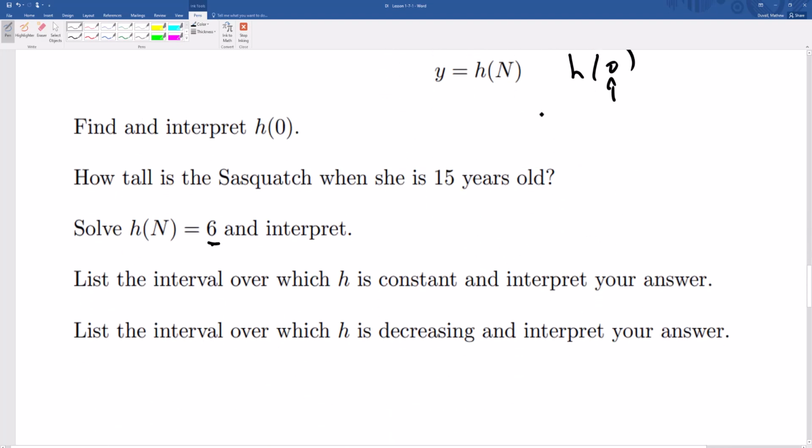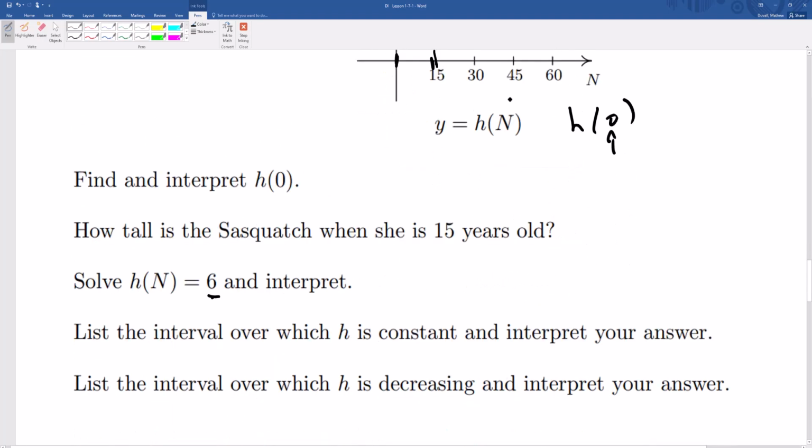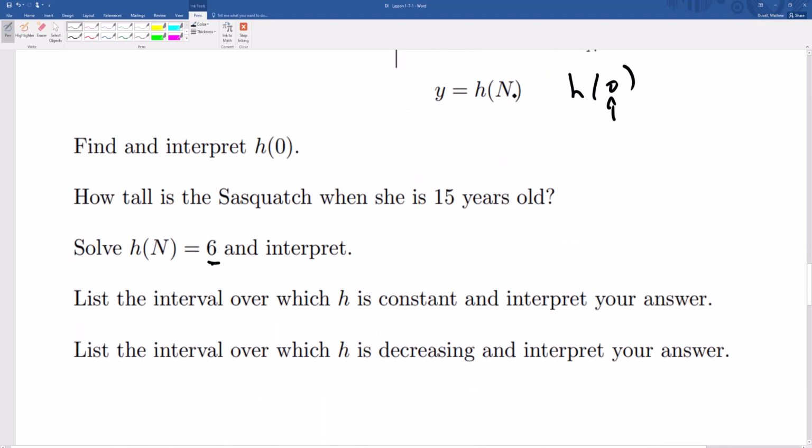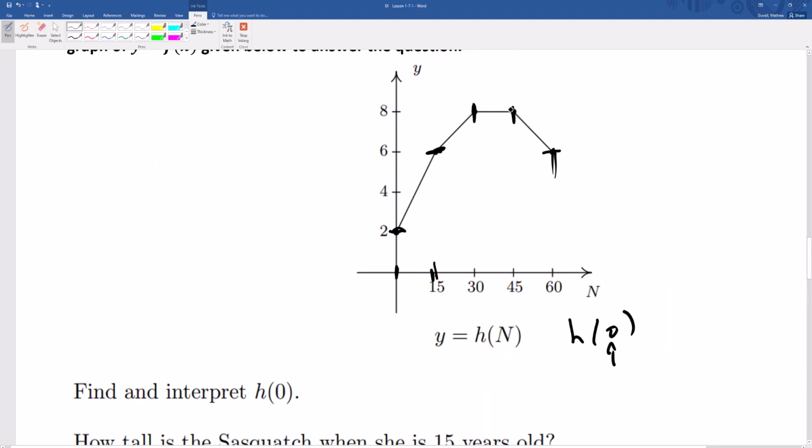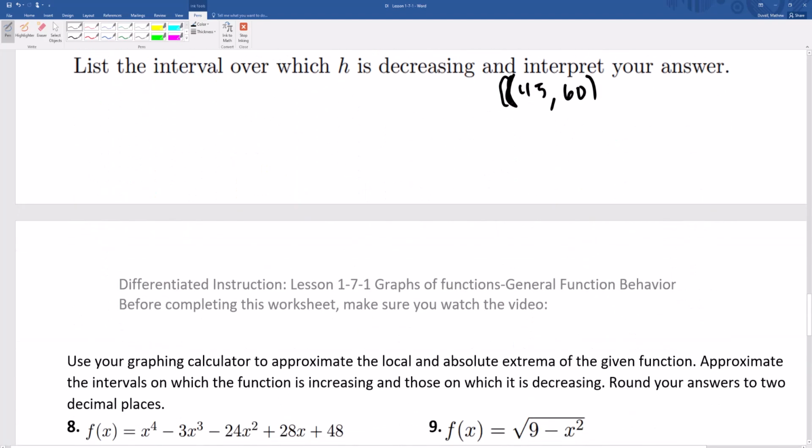This is the interval over which h is constant, and interpret your answer. So that means they're the same height at between 30 and 45. Interval which is decreasing, and interpret your answer. So from 45 to 60, decreasing, so the interval 45, I have to use parentheses, to 60, it's decreasing because as you get older, your spine compresses and you actually lose some height.